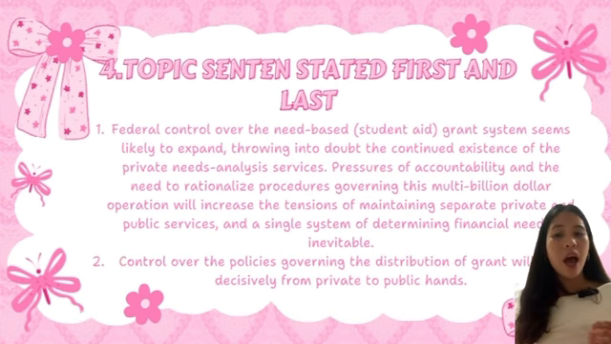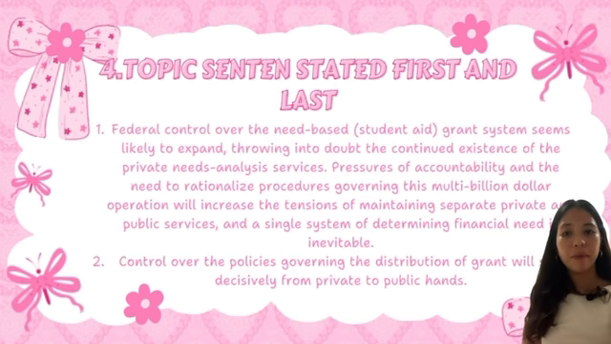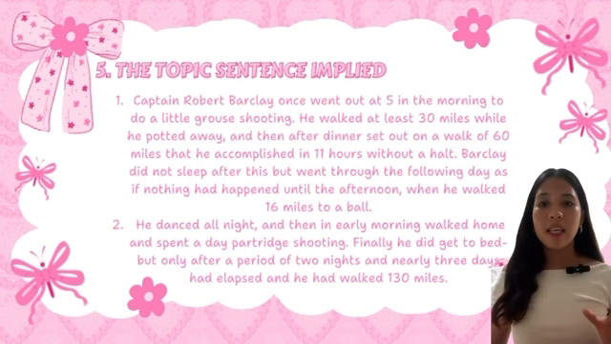The middle part gives supporting details, and the last sentence restates or emphasizes the main idea. So this technique makes the paragraph stronger, clearer, and more persuasive. So the last and the fifth one is the topic sentence implied. First, Captain Robert Barclay once went out at five in the morning to do a little brief shooting.